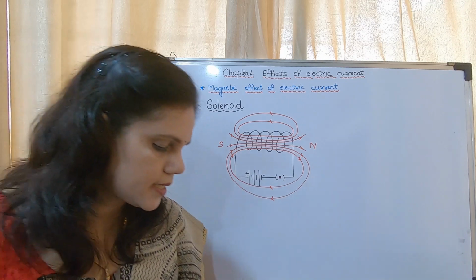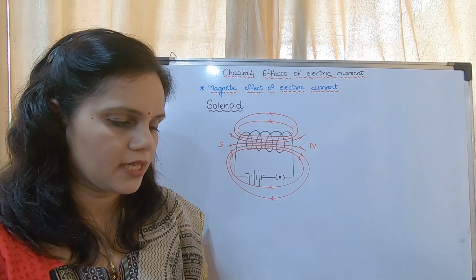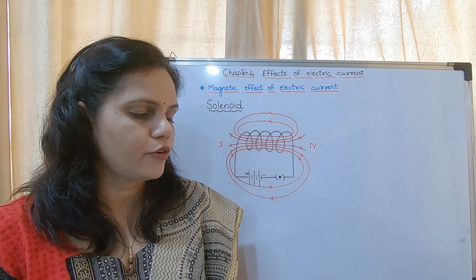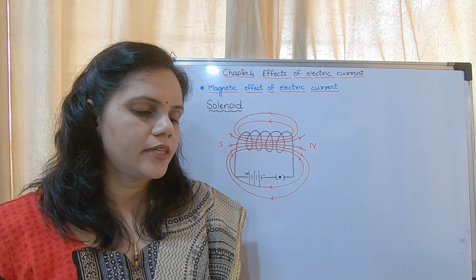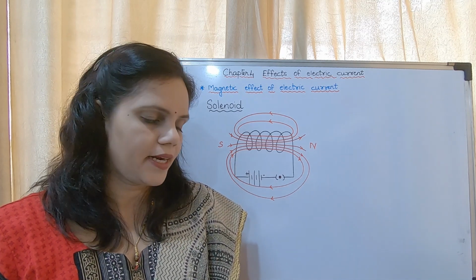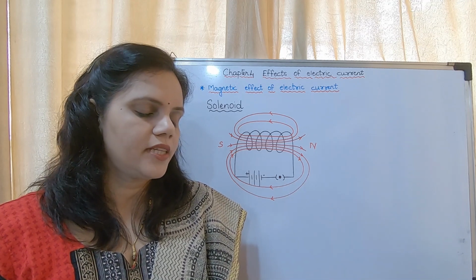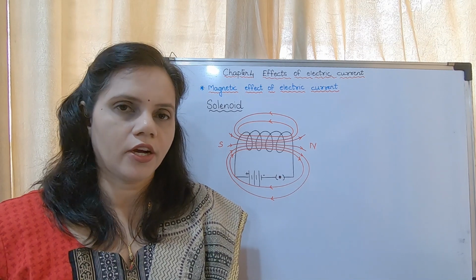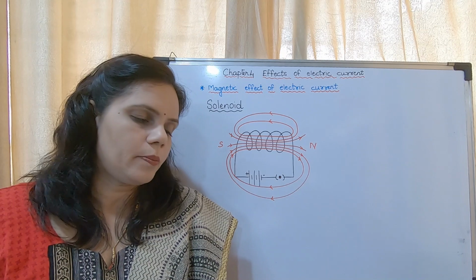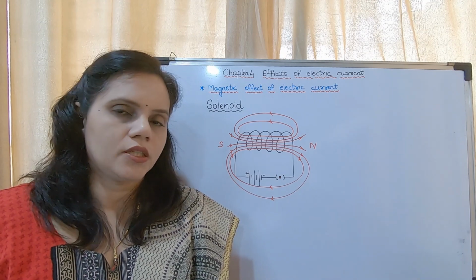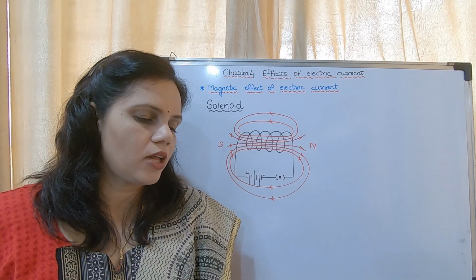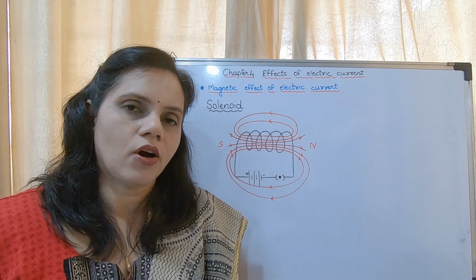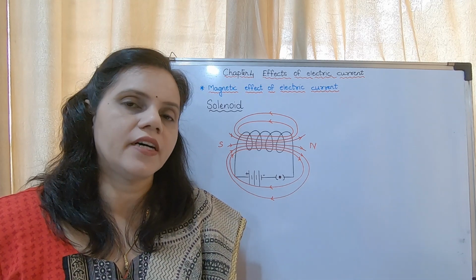Now in this solenoid, what are the questions which could be asked? The first question is, what is meant by a solenoid? Page number 54, magnetic field due to current in a solenoid. The first paragraph: when a copper wire with a resistive coating is wound in a chain of loops, it is called a solenoid. So what you will write? When a copper wire with a resistive coating is wound in a chain of loops, then it is called a solenoid.